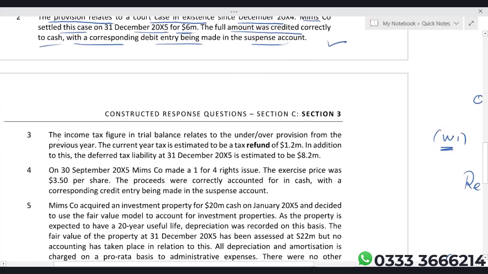Okay, now. The income tax figure in the trial balance relates to the under or over provision. Very simple. If the income tax figure is coming on the debit side of the trial balance, then it is under provision. If it is coming on the credit side, then it is over provision, from the previous year. And we know that under provision increases your current year income tax expense. The current year tax is estimated to be a tax refund. There will be a 1.2 million refund. In addition to this, the deferred tax liability on December X5 is estimated to be 8.2 million.